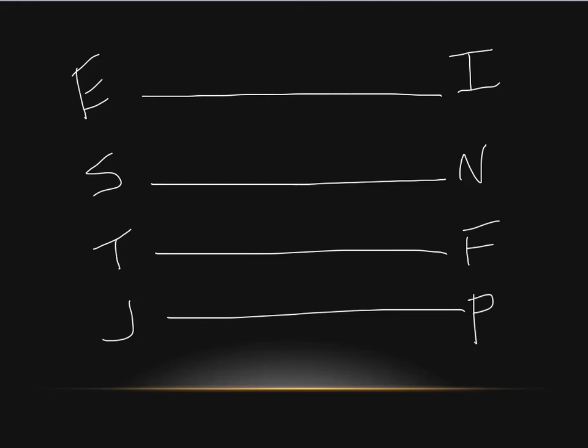So here are the 4 dichotomies. Carl Jung said that much like you came out of your mother's womb, either being left-handed or right-handed, he said that we all have preferences when we are born. We are either extrovert or introvert, sensor or intuitive. We're either a thinker or a feeler, and then we are either a judger or a perceiver.